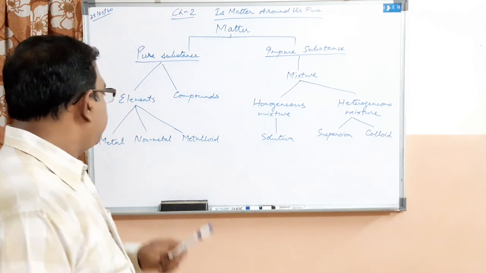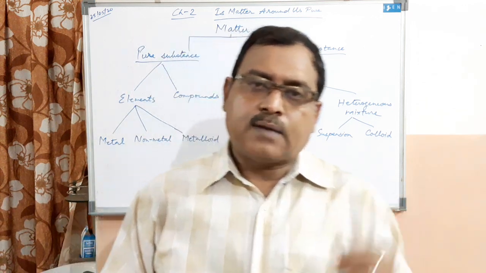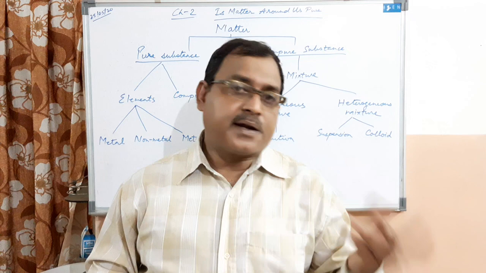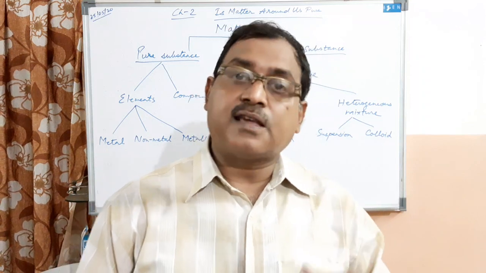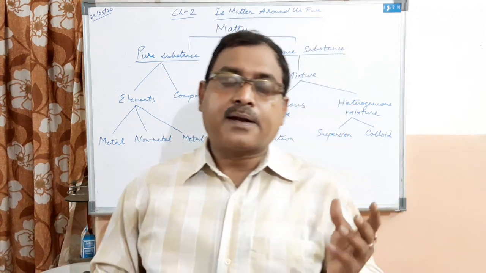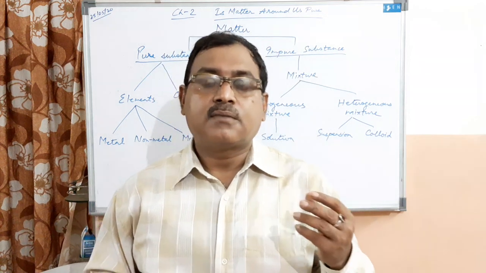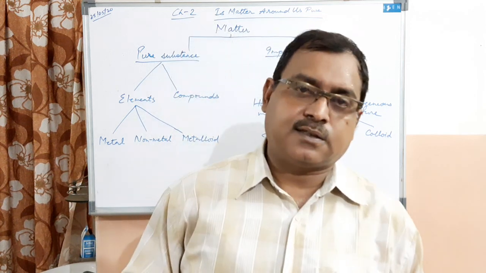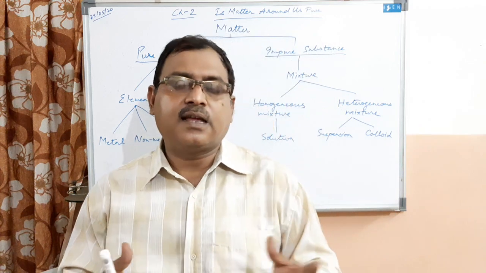Now what about these three heads, metal, non-metal and metalloid, which comes under element? Well, I think in class 8 we have already done. You remember the various differences between metals and non-metals. Metals are generally hard, they are solid at room temperature. Metals have luster. Metals are malleable, metals are ductile, metals are good conductors of heat and electricity, metals have high melting point, high boiling point, metals have high density, metals are sonorous. So many properties are there. So if an element has all these properties, you can say this element is a metal.